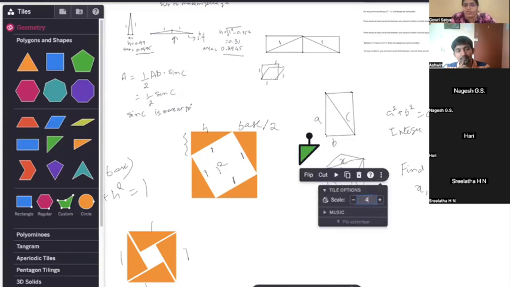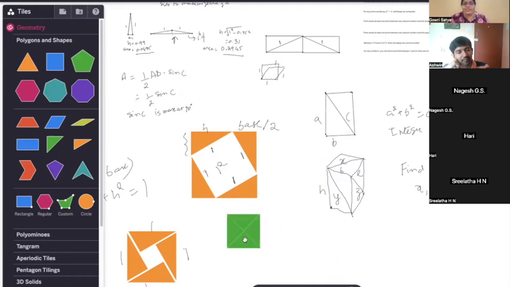Okay. Very nice. Beautiful. Oh, interesting. There is one more observation. Can we use Heron's formula here?